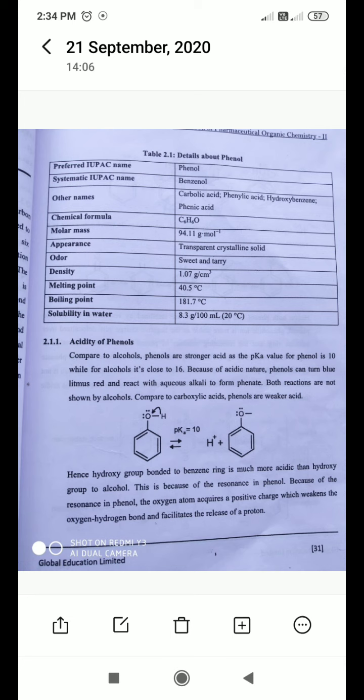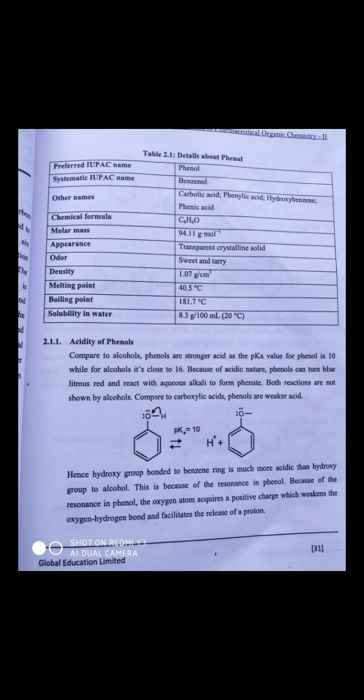Okay, now phenols are molecules that have a hydroxyl group attached to the carbon atom of an aromatic ring. Look at the structure here: one benzene ring, and in the benzene ring an oxygen is attached to one of the carbon atoms. Also, the oxygen atom is attached to a hydrogen atom, so it becomes phenol.